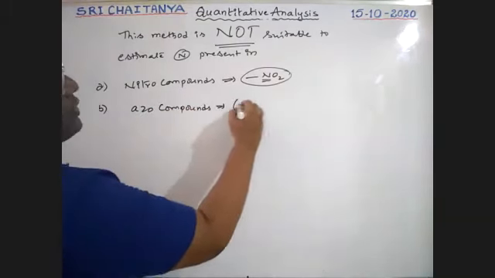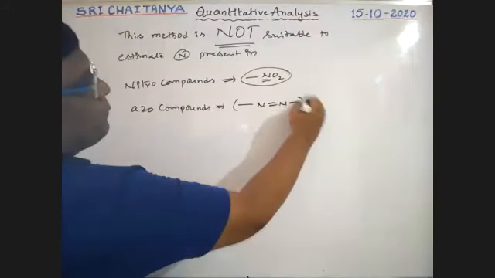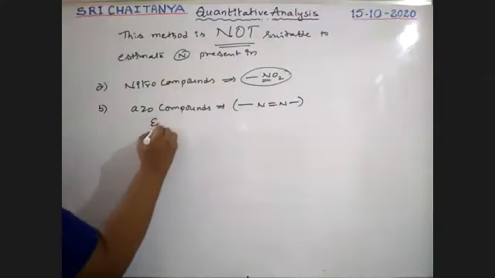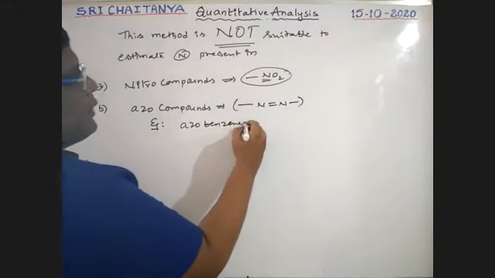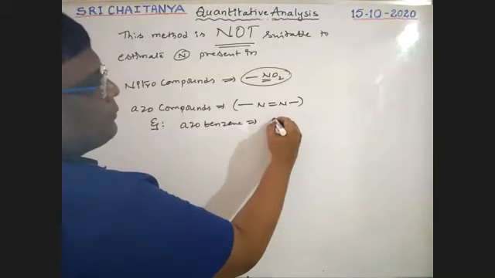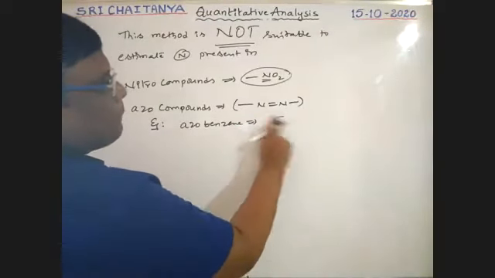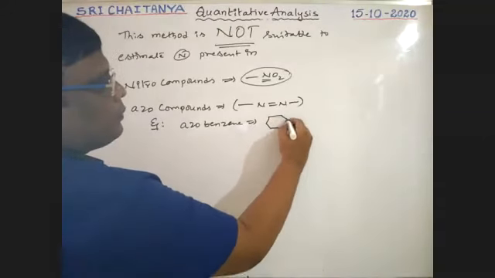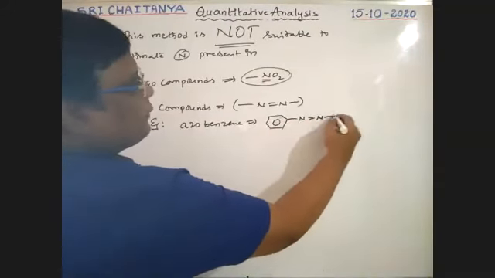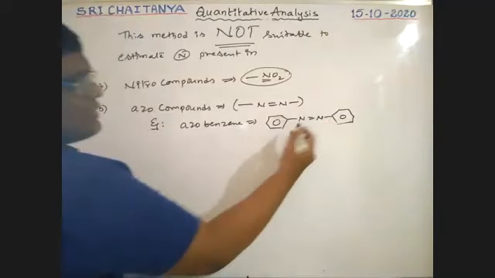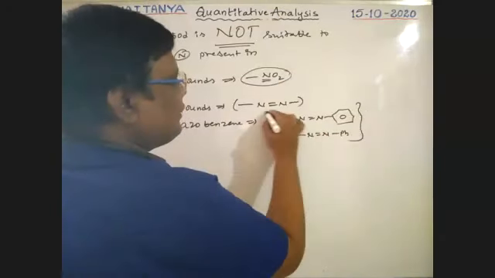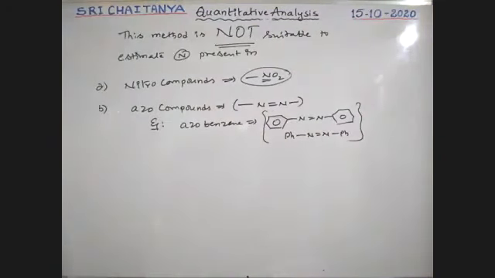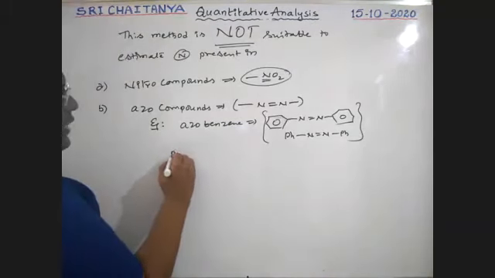Azo compounds are nothing but N double bond N. Example, azobenzene: a benzene ring with N double bond N and another benzene ring. We also write this as Ph-N=N-Ph. Both are the same. In azobenzene, the benzene ring is indicated with Ph, the phenyl ring.